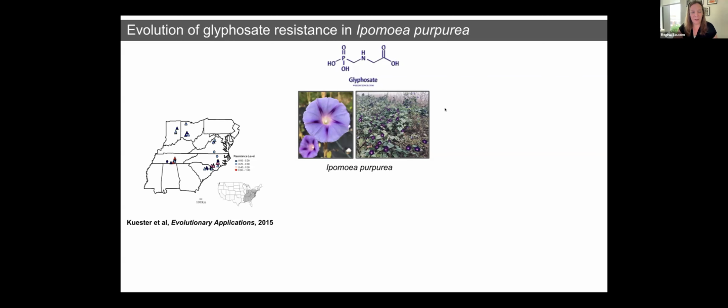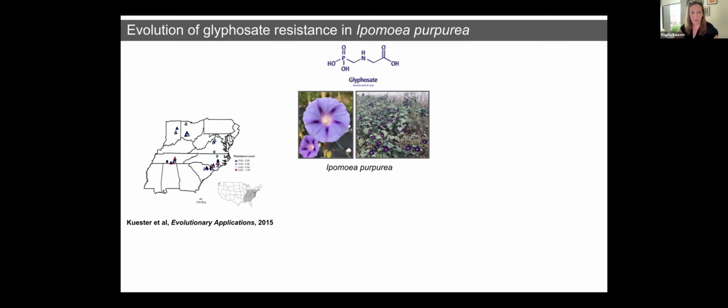Some of the work that we have previously done is to assess the level of resistance to glyphosate in this species. We did this using a very large greenhouse experiment of about 10,000 individuals, where we went to different populations of the common morning glory and collected seeds, grew them up and sprayed them with the field dose of glyphosate.